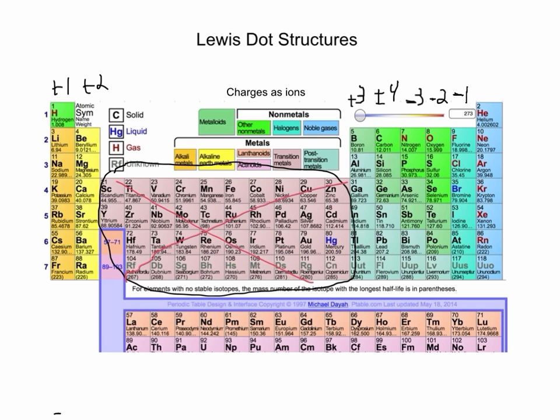And lastly, we have the noble gases. Well, they already have 8 valence electrons, so these are not likely to become ions, and these always get a 0 charge. It is very rare to see a noble gas with a charge.